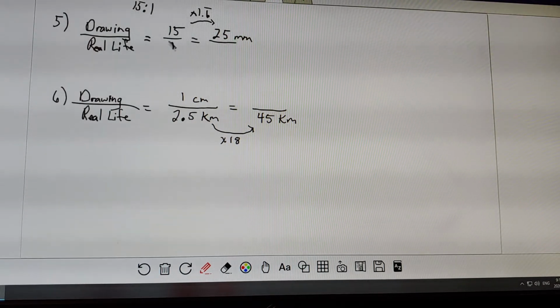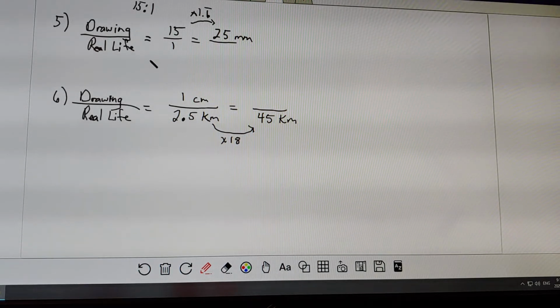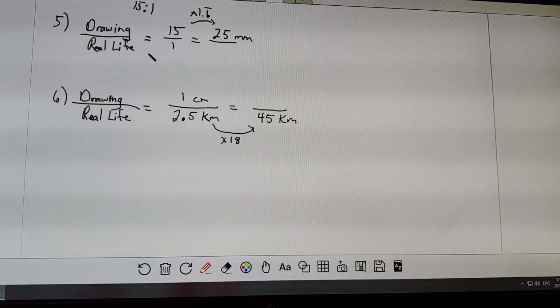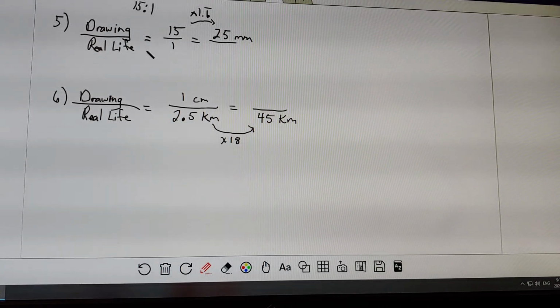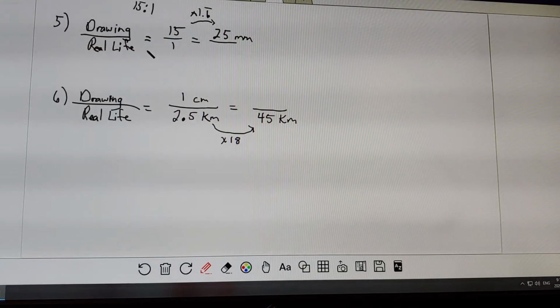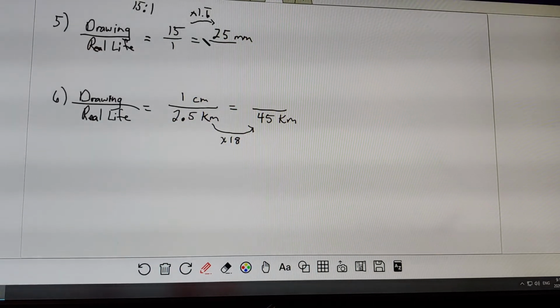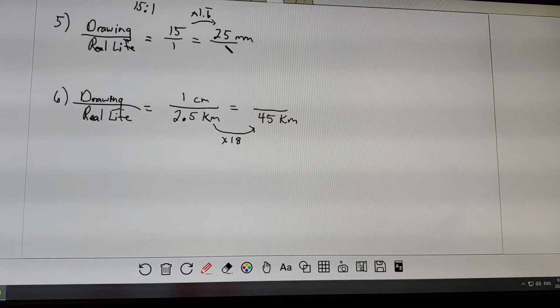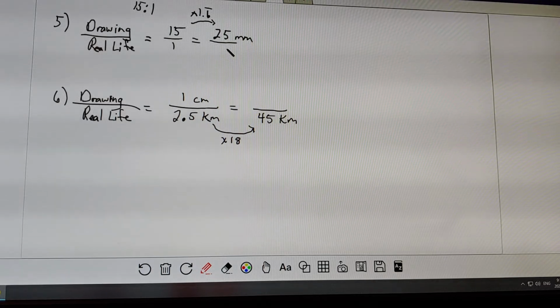Okay, the 15 goes as the numerator. It's always, always, always drawing to real life. That never changes. Okay? They don't actually tell you, the 15's the drawing, the 1's the real life. You just have to know that. Okay? Always drawing to real life. And then they said the length of the bug in the picture is 2.5 centimeters.